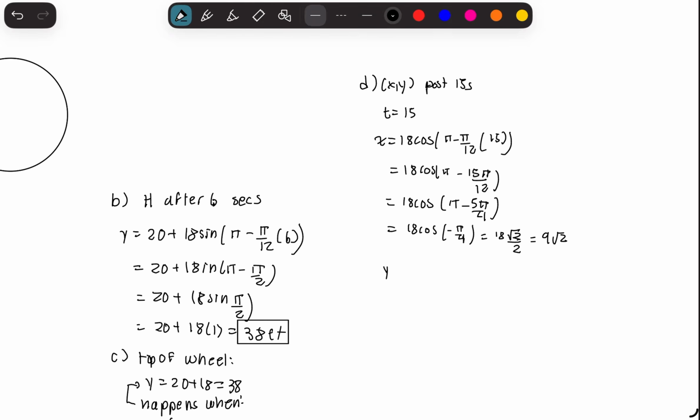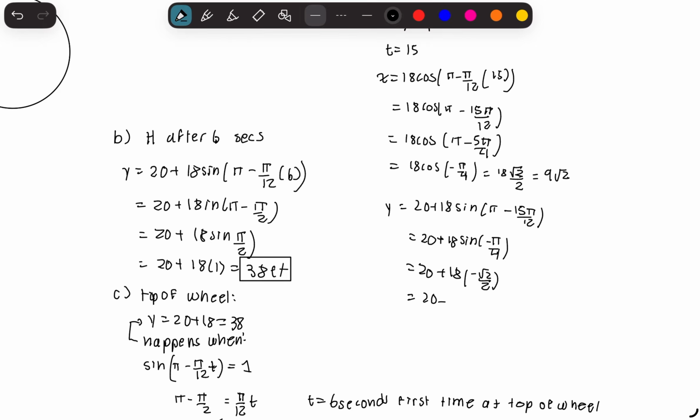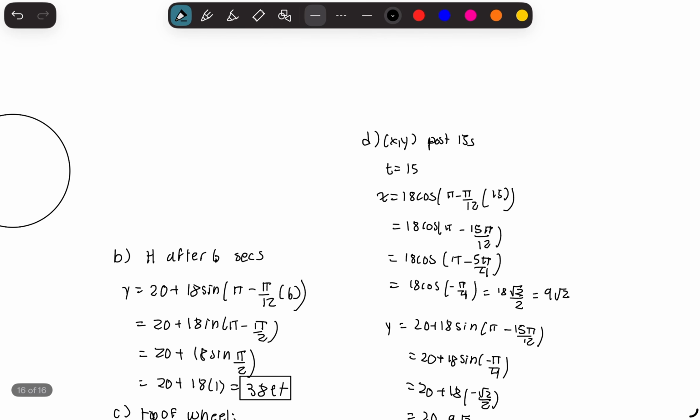For y, that's equal to 20 plus 18 sine of (pi minus 15 pi over 12). This is 20 plus 18 sine of negative pi over 4. This is 20 plus 18 times negative root 2 over 2. And this is 20 minus 9 over the root of 2. So that means our coordinate pair is (9 root 2, 20 minus 9 root 2). So that's your answer for where this rider will be at 15 seconds.